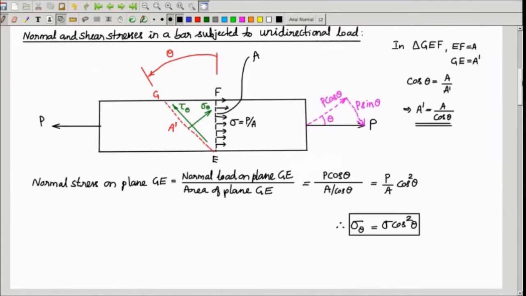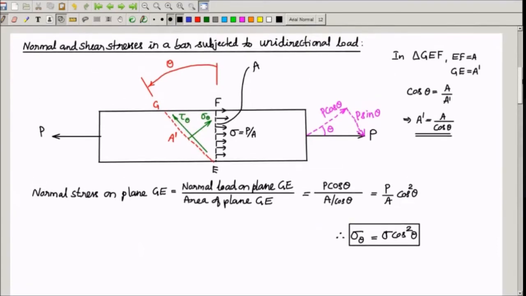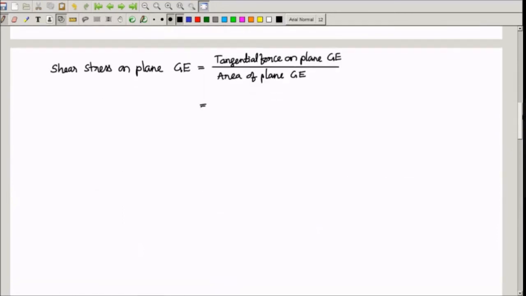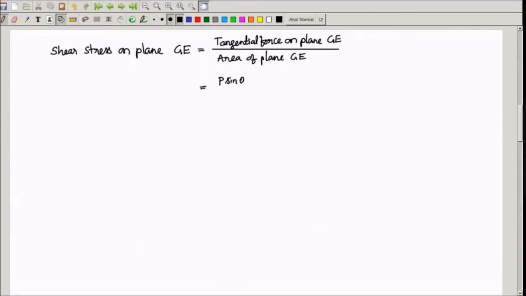If you look at this, the tangential force on plane G is P sin theta. P sin theta is the tangential force on plane G, and area of plane G is A by cos theta. So we'll substitute that. So P sin theta divided by A by cos theta. This becomes P by A sin theta into cos theta. And it can be written as sigma into sin 2 theta by 2. Therefore, tau theta is equal to sigma by 2 sin 2 theta.